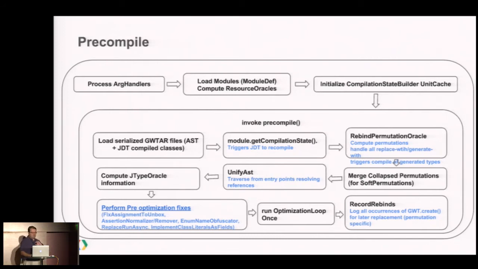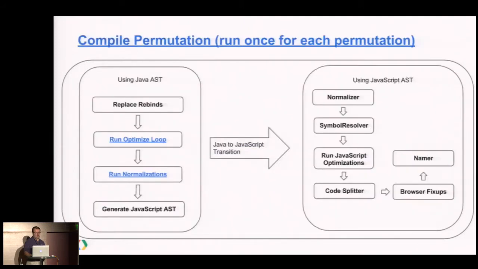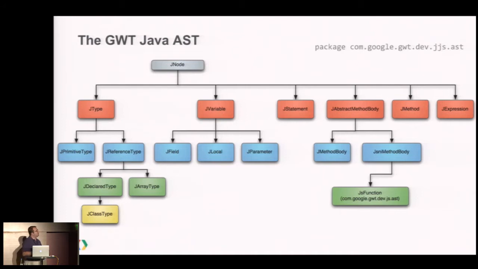So after that happens, we essentially have what is called an abstract syntax tree. That's what we call the Java AST. And so what is a Java abstract syntax tree? This is what it looks like.